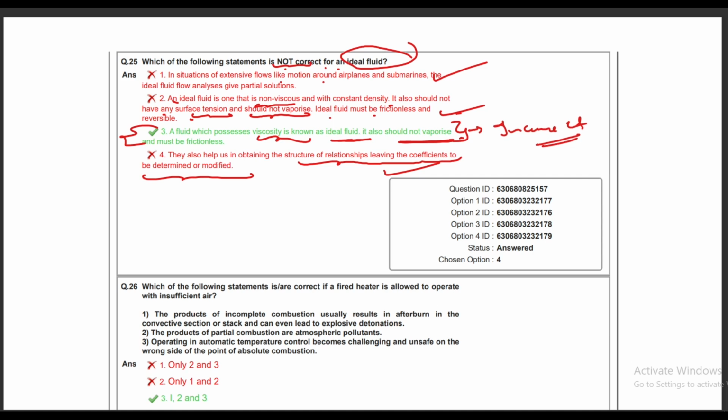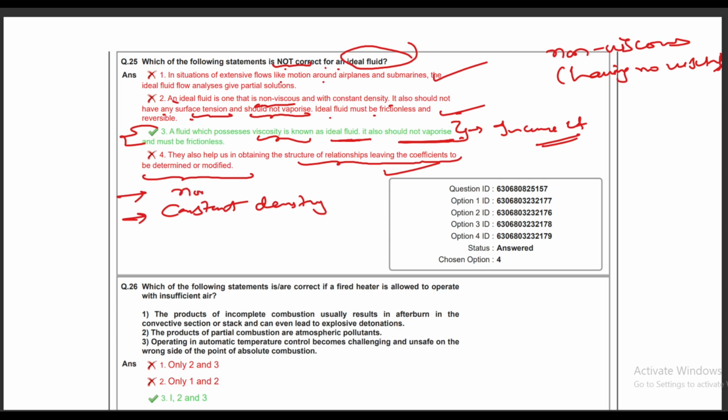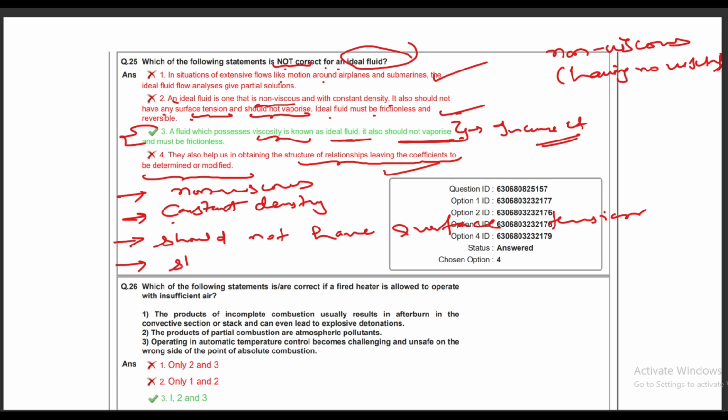So actually an ideal fluid should be non-viscous, meaning having no viscosity. Clear? And should have constant density. Ideal fluid should be non-viscous, should have constant density, should not have surface tension, and should be frictionless and reversible.